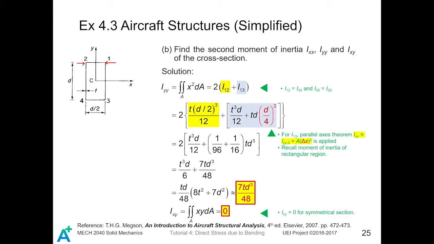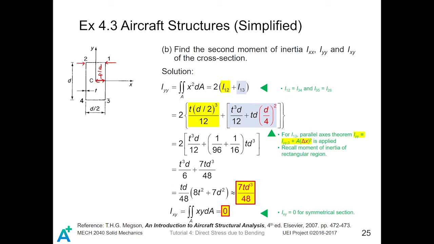However, by the parallel axis theorem, there is another term, which is td times d over 4 squared, where d over 4 is the distance of 1, 3 to the y-axis, as shown here. Reorganizing the terms and simplifying, we get this. Finally, since t is very small in comparison to d, we neglect this term to get Iyy equals 7td cubed divided by 48.